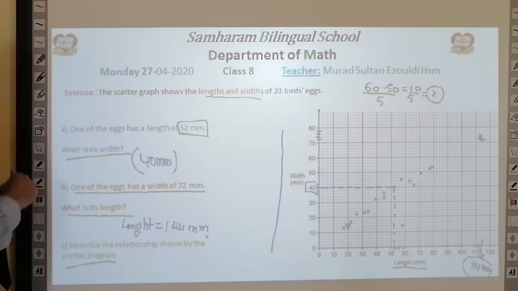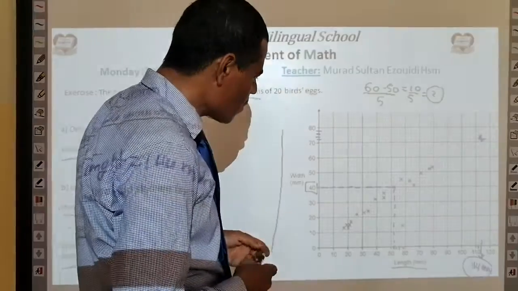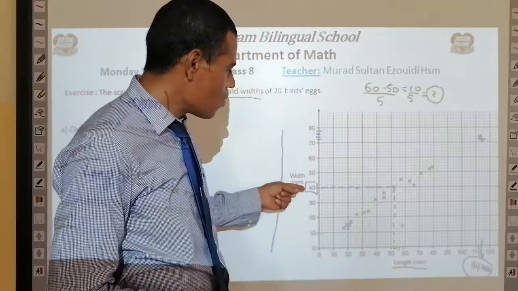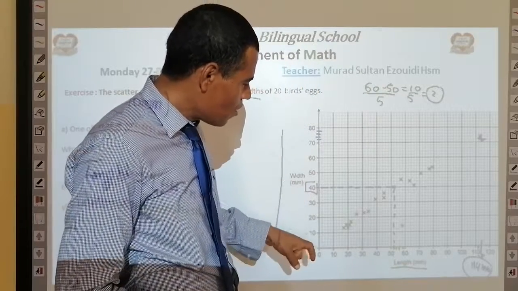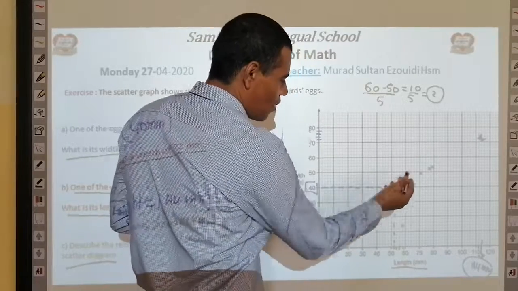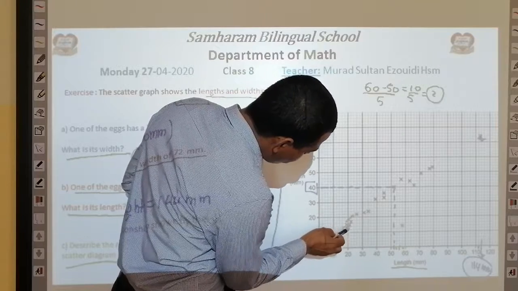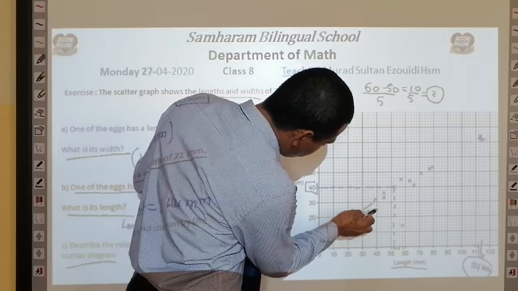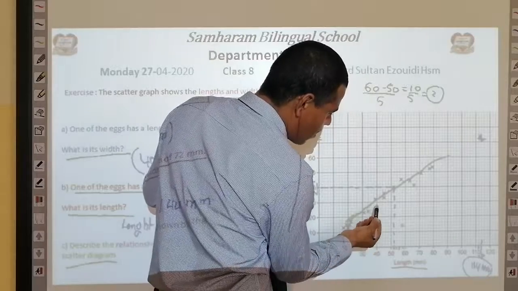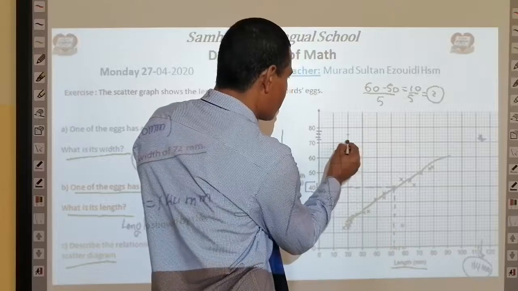Now we will tell if it is positive or negative correlation, or there is no correlation. You can see that when the length increases, the width increases also. What about the slope? Let's draw a line of best fit. You can see that the gradient or the slope of this line is positive.